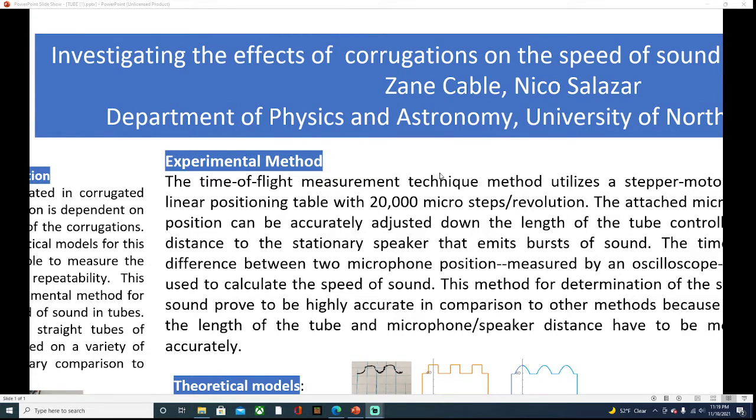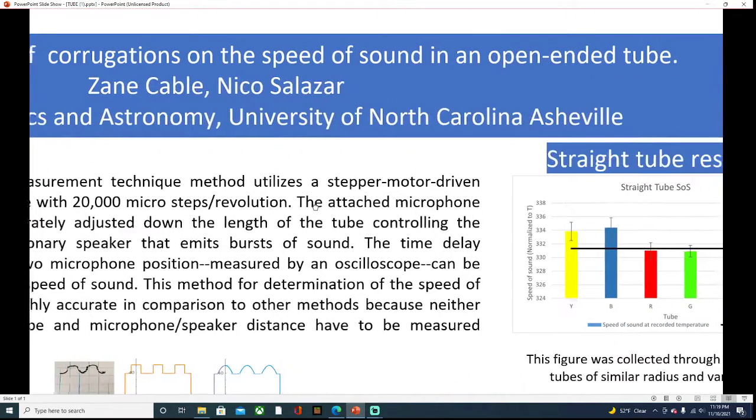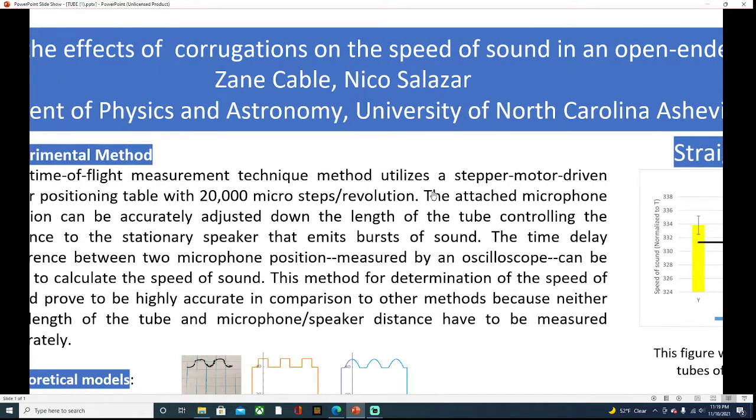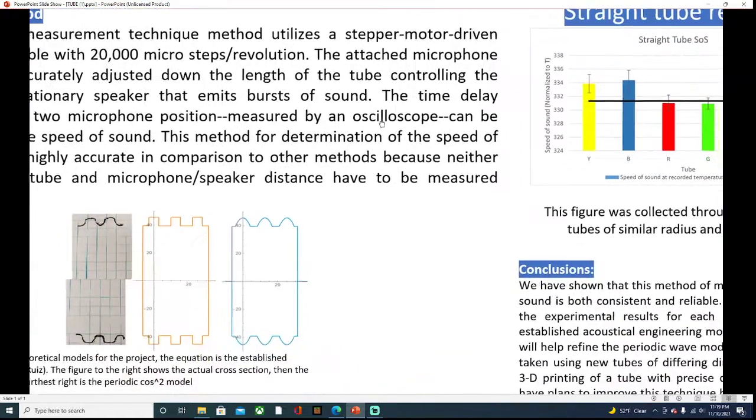Hello and welcome to investigating the effects of corrugations on the speed of sound in an open-ended tube. This project started a couple years ago when Dr. Ruiz was working on some irrigation for his house, and he dropped a corrugated pipe, and it made a sound that was a few tones lower than he was expecting. He did some calculations and some testing and was able to form a model for that attenuation of sound.